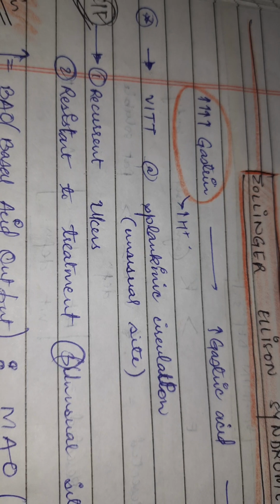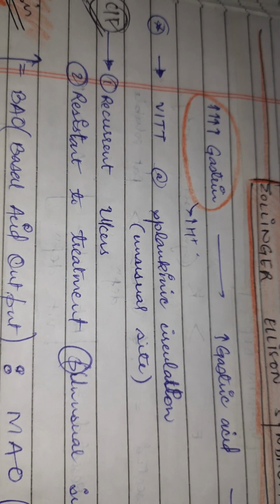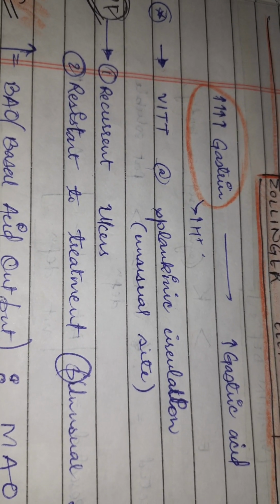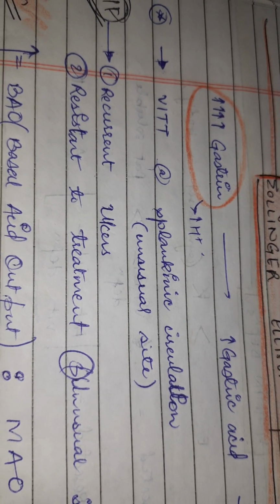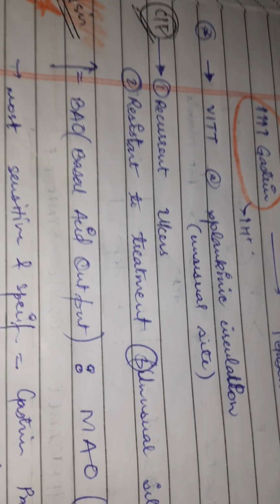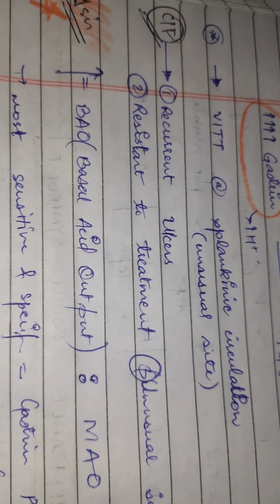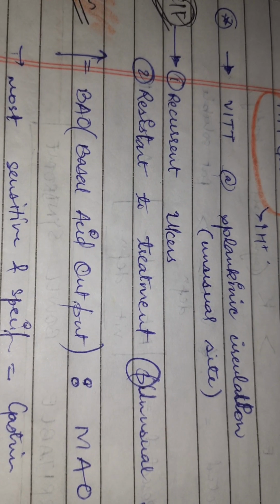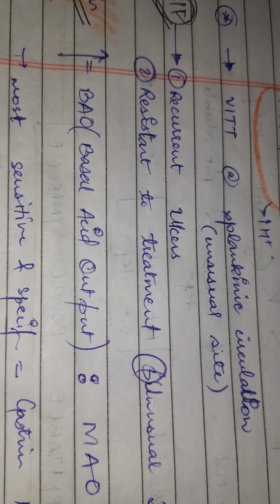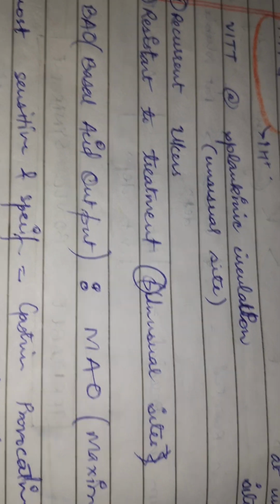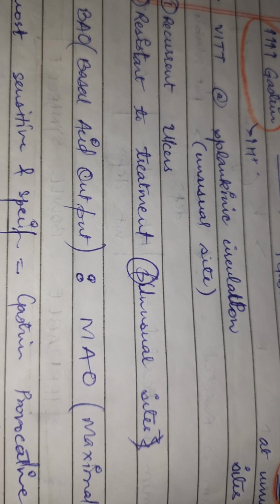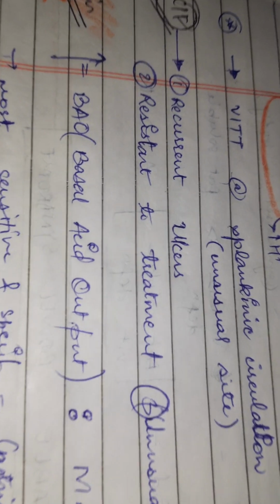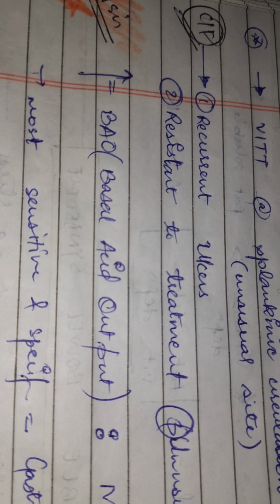Then VITT, vaccine-induced thrombotic thrombocytopenia, at the splanchnic circulation, unusual sites, can also occur. In the clinical features, due to the vaccine, ulcers may occur here. The clinical features: recurrent ulcers, resistant to treatment, at unusual sites.